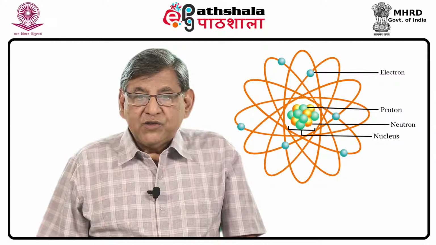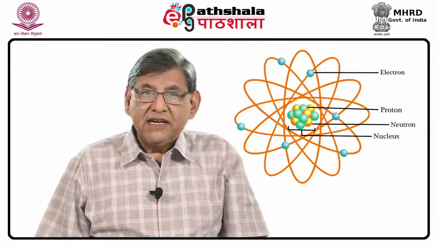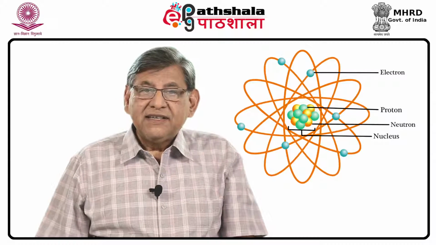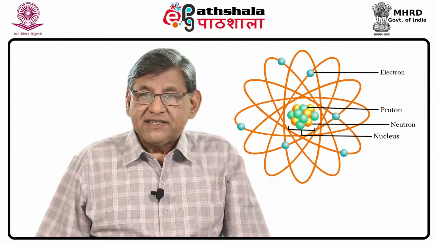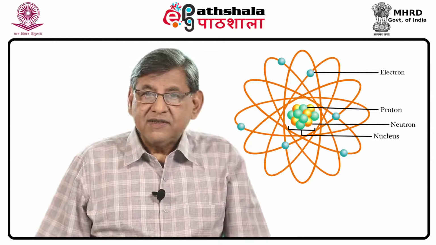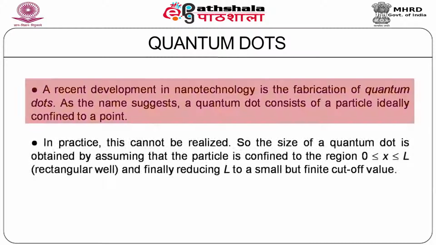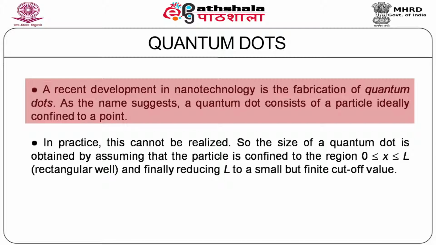We shall also find that a quantum dot emits different colors depending on the size of the well and the temperature. This makes it useful for practical applications such as biological markers and so on. Well, now let us come to what is known as quantum dots. A recent development in nanotechnology is the fabrication of quantum dots. As the name suggests, a quantum dot consists of a particle ideally confined to a point.